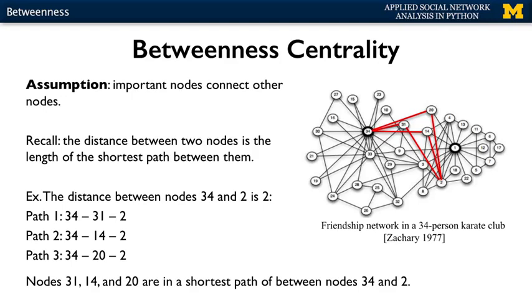And so this is the kind of question we're looking at with betweenness centrality. What are the nodes that show up in the shortest paths between two different nodes?